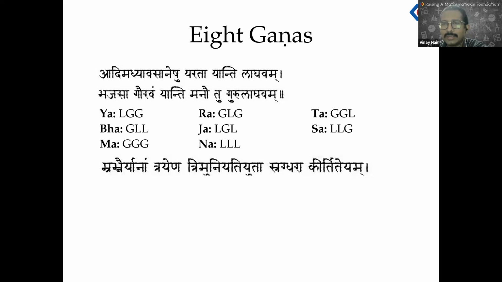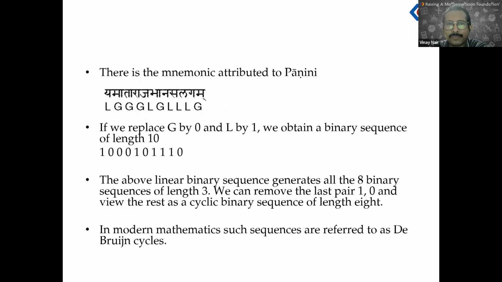We saw something called ganas, 8 ganas, and two different ways of remembering the arrangement, the pattern in each gana. One is Adi Madhya Avasaneshu, the other is using the mnemonic Yamata Rajabhana Salagam. And we saw that when we replace the laghus with 1 and gurus with 0, we get a de Bruijn cycle, with which we can generate all binary sequences of length 3.